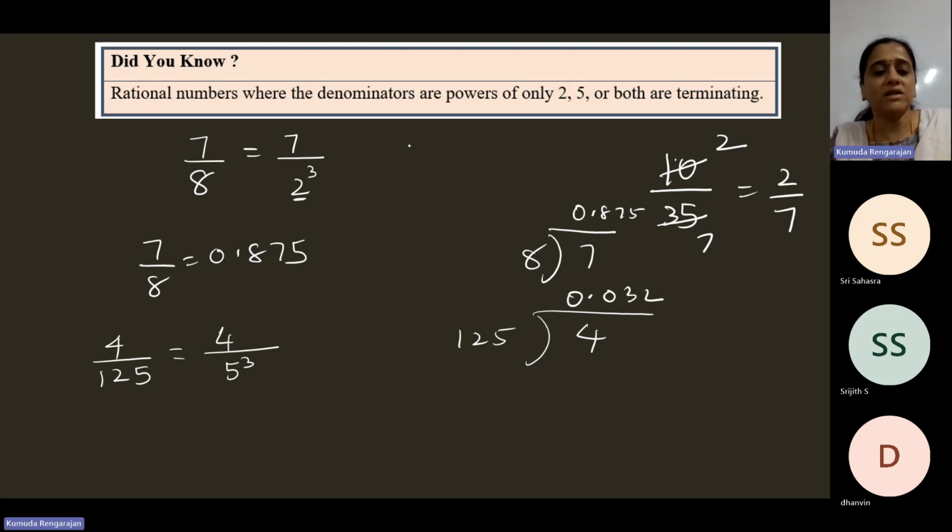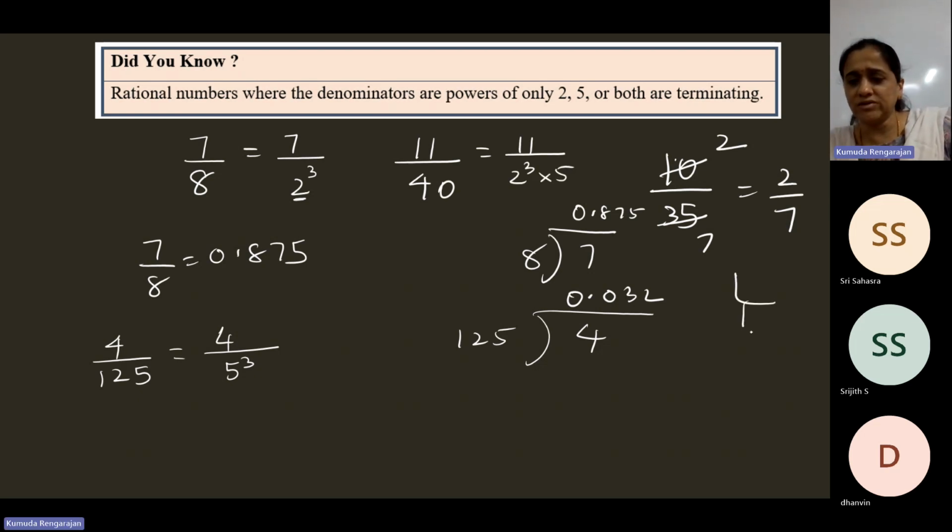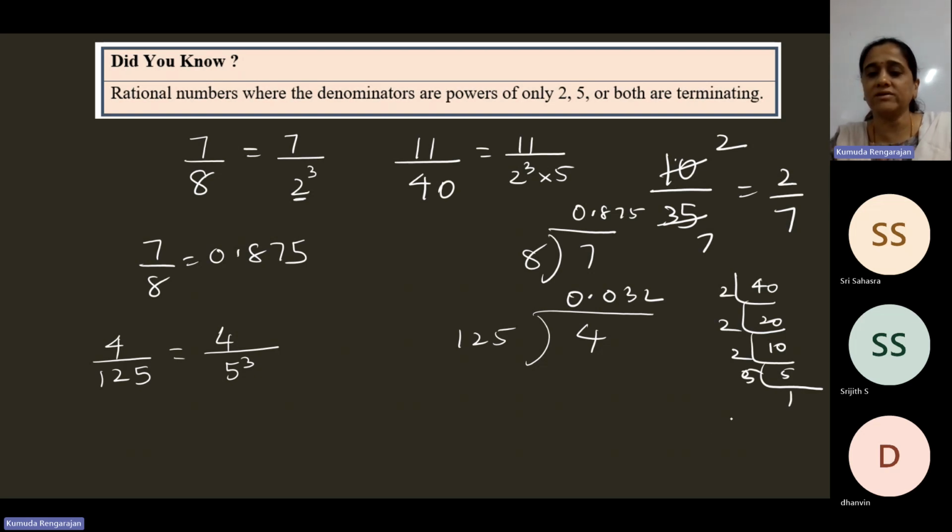One more example. Consider 11 by 40. Is it in the simplest form? It is in the simplest form. Now, express 40 as a product of its prime factors. You will get 2 cubed into 5. I'll do it for you. 40 is 2 times 20, 20 is 2 times 10, 10 is 2 times 5, and 5 is prime. So you can see 2 cubed into 5.